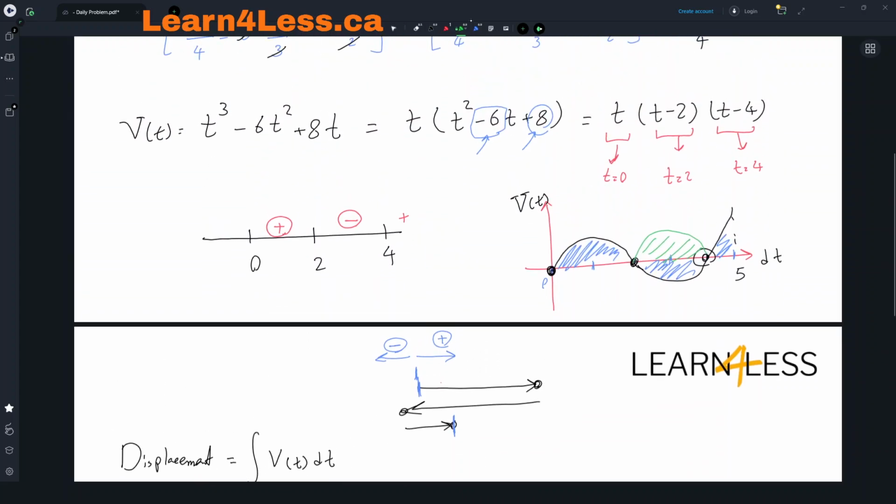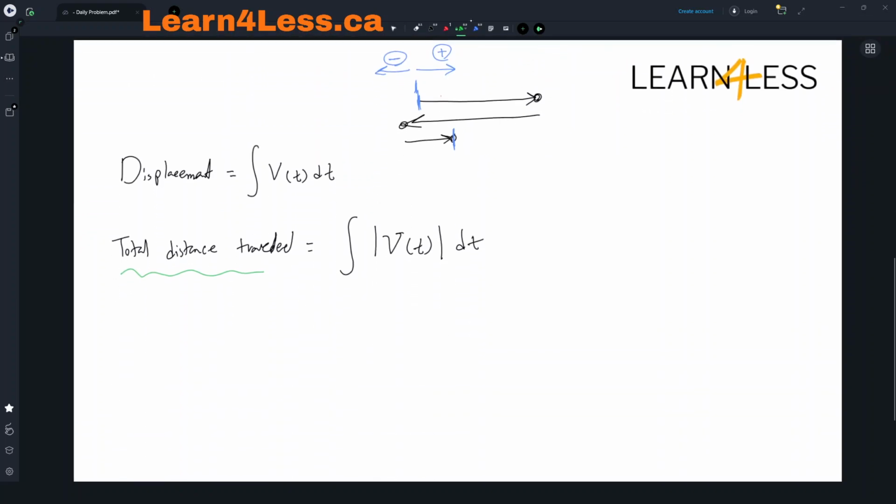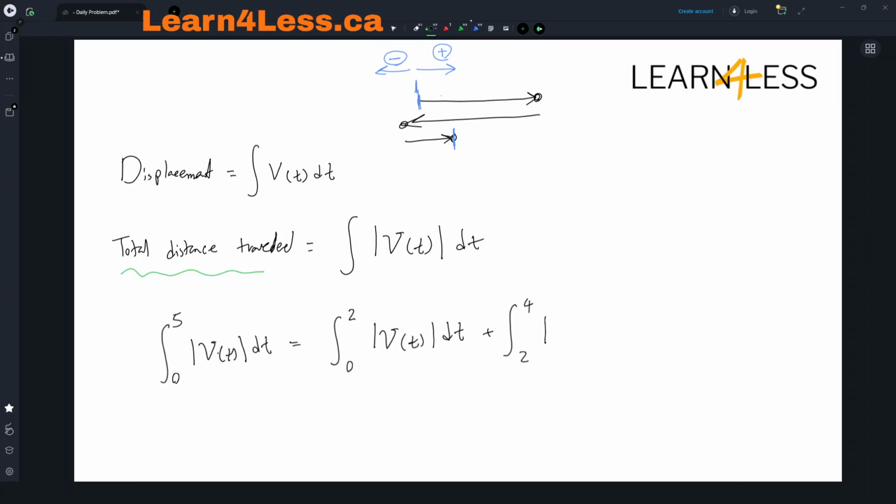So basically, what we did here, finding the zeros, is the key to taking the integral of the absolute value. We know the function changes behavior at 0, at 2, and at 4. So we simply break the function down into 3 pieces. The integral from 0 to 5 of the absolute value of v of t dt can be written as the integral from 0 to 2 of the absolute value of v of t, plus the second interval, from 2 to 4, of the absolute value of v of t dt, and the last interval, from 4 to 5, of v of t dt.